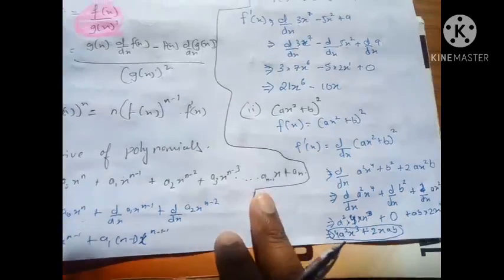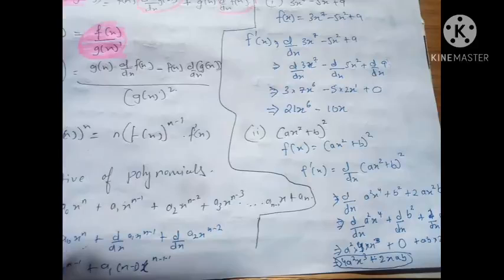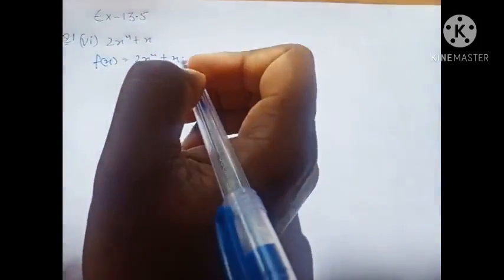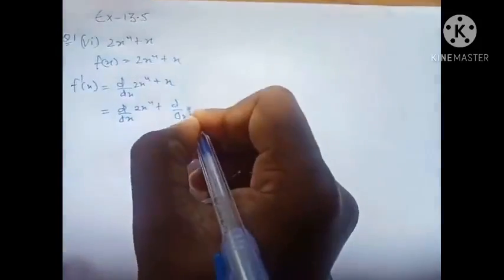Okay, we'll try solving some of the questions from the exercise now. So let's have a look at exercise 13.5, question number 1, sixth part. This is a function given, 2x to the power 4 plus x, and I'll be finding the derivative of this function. It can be written like this, d by dx of 2x to the power 4 plus x. You know what to do, I'm going to give the derivative to both of them, d by dx of 2x to the power 4 plus d by dx of x.